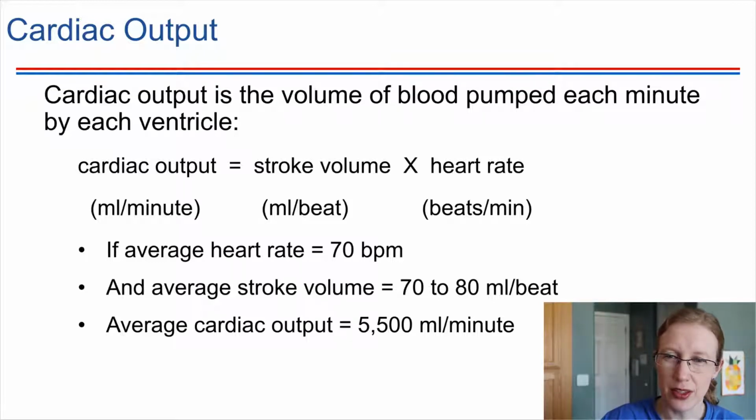Think about that number. This is saying every minute, 5.5 liters of blood is pumped out of the heart. If you recall from the last chapter, from chapter 13, we said that an average adult has in total about 5 liters of blood. So this is amazing to think about what the heart is doing every minute. It's essentially making all of the blood circulate every minute.